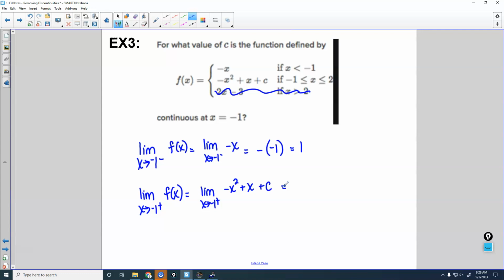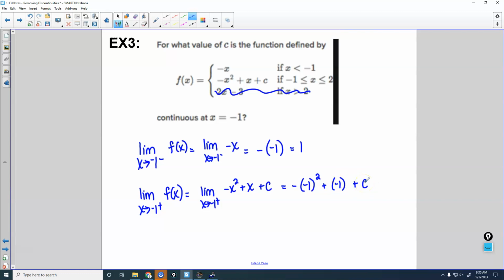So, there's no factoring on this one. There's no multiplying by conjugates. This is a direct substitution problem. What do I plug the negative 1 in for? The x. Do I plug it in for the c? I do not, which means I'm still going to have a c in my answer. So I will have negative 1 squared plus negative 1 plus c.